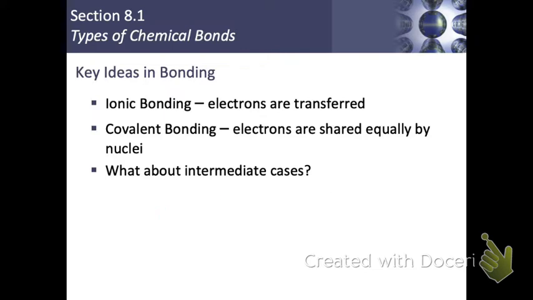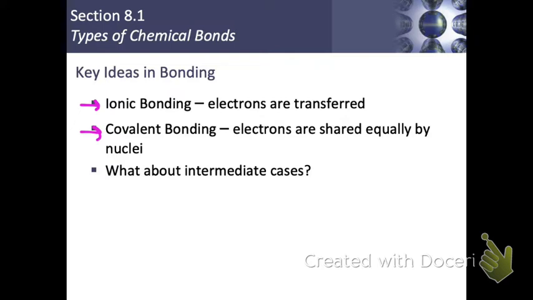Okay, very good. The second type is covalent bonding. That means electrons are shared equally by the nuclei. Sometimes, what about if they're not equally shared? Do you remember what that word is? Polar? Yeah, if they're not shared equally, it's called a polar covalent bond. That's what we're going to look at next. So what about intermediate cases? Ionic bonding means true give and take. Covalent bonding means true, even sharing. Where do you think we would see a perfectly shared covalent bond?